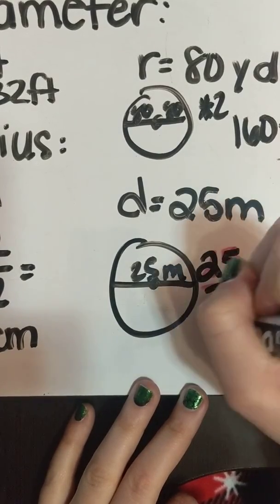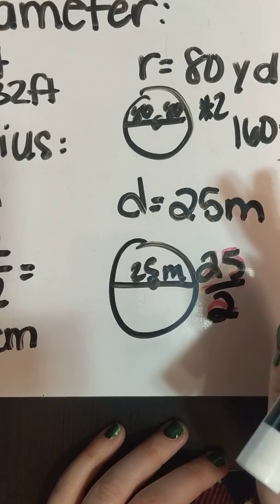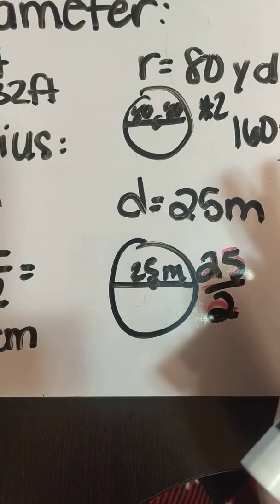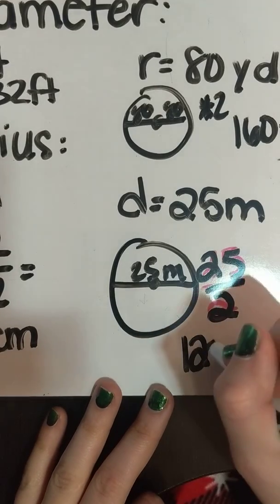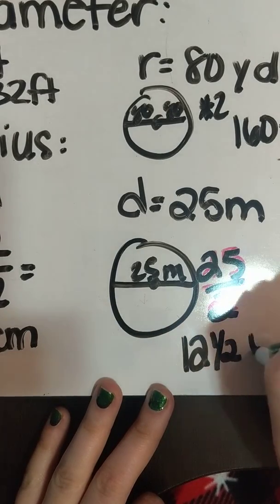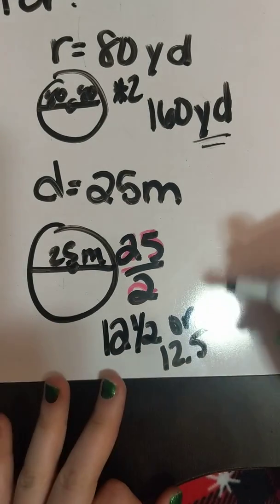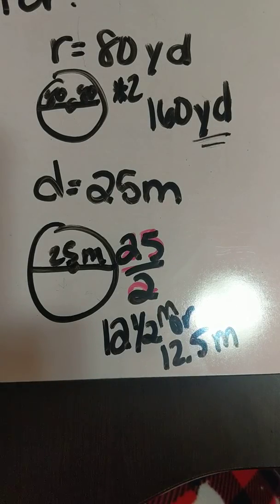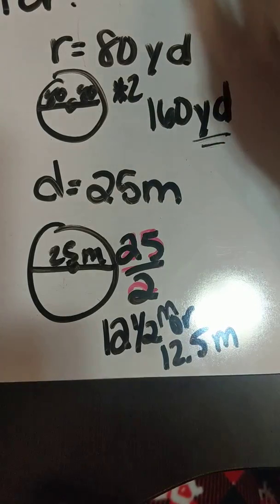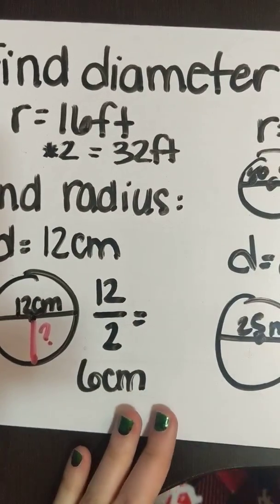So 25 divided by 2, and that's not going to come out to a whole number. That's going to come out to a fraction or a decimal. It's going to give you 12 and a half, or 12 and 5/10. And again, we need those labels for meters. So just to recap, to find the radius and the diameter is what we're taking a look at.